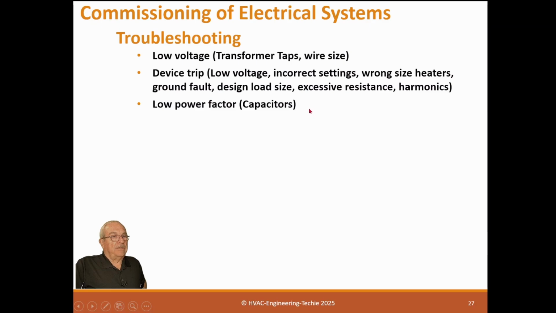Low power factor: if you've got high inductive loads in the building and your power factor is too low, the only way you can correct it is the capacitors, unless you have synchronous motors. A synchronous motor can actually be adjusted to affect the power factor. But what causes low power factor is induction motors. If you got a whole bunch of them on, you'll get a load.